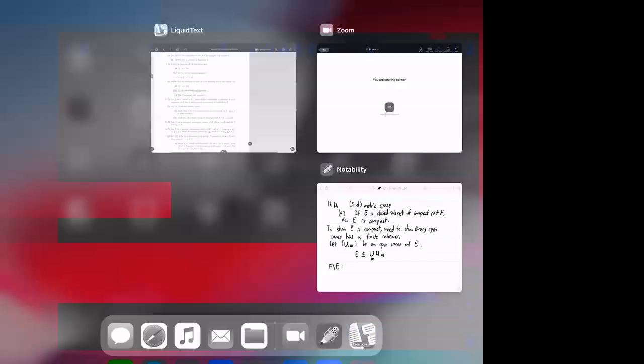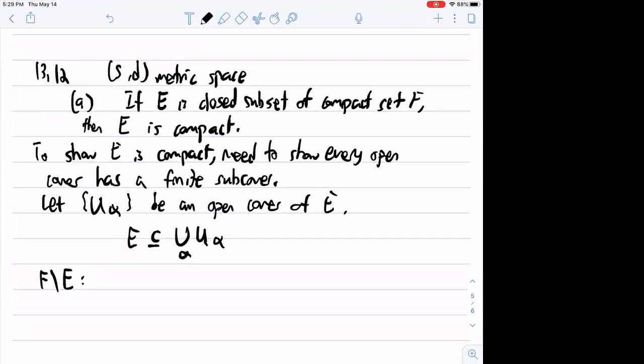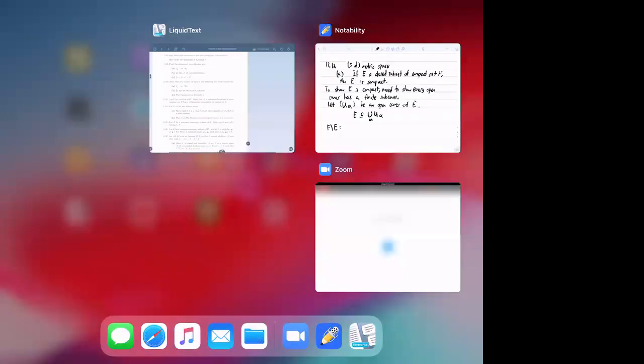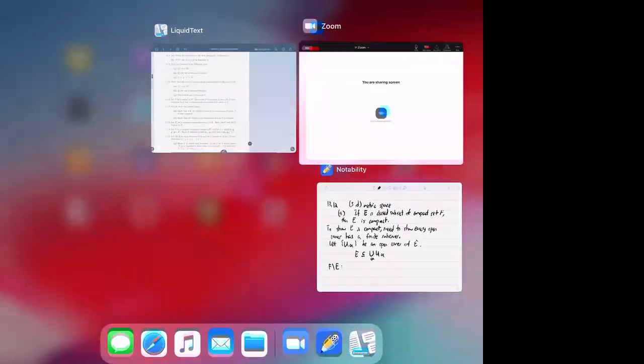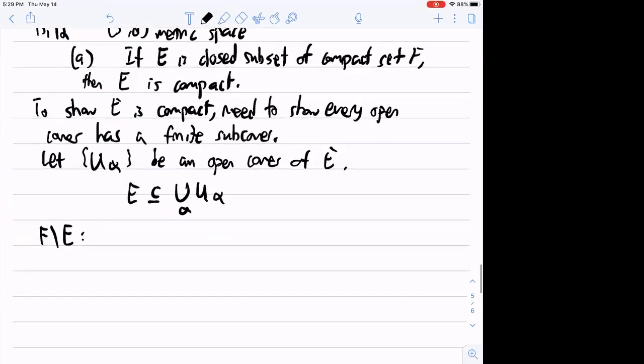So E is a closed subset of F. What do you know about the complement of a closed subset? Yeah, it's open. And now, what can you tell me about this?